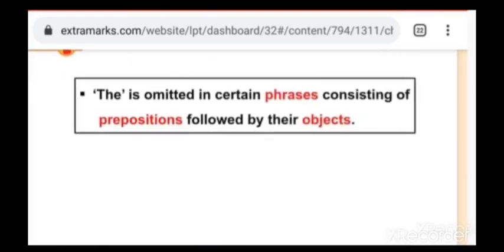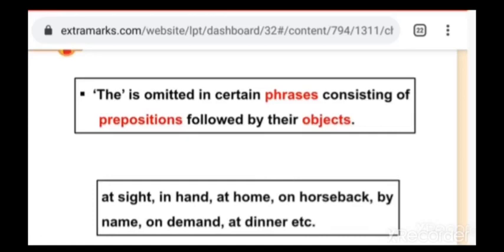The is omitted in certain phrases consisting of prepositions followed by their objects. See, for example, the phrases given below: at sight, in hand, at home, on horseback, by name, on demand, at dinner, etc.